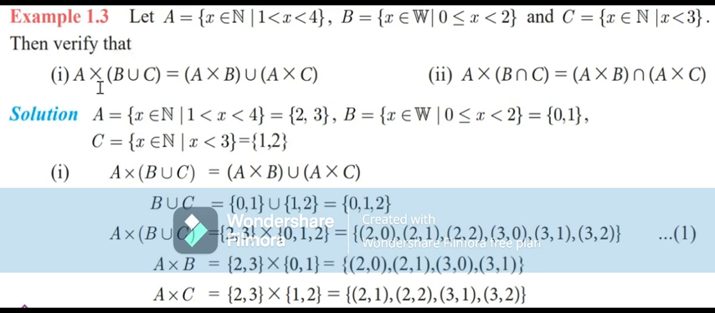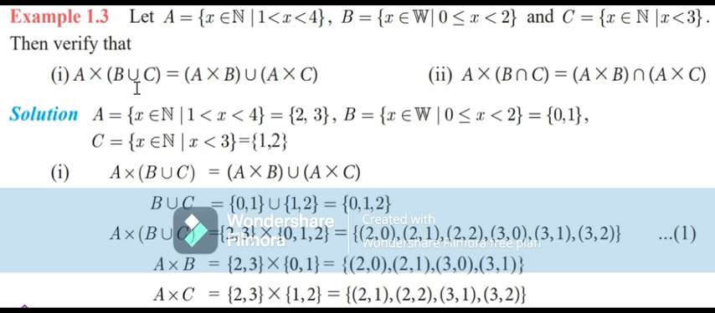Verify means we are going to prove. What we are going to prove is A cross B union C is equal to A cross B union A cross C, and A cross B intersection C is equal to A cross B intersection A cross C. So that is what we are going to prove. So first we will find out A cross B union C. This is the first one we are going to find out, and then we will move on to the second one. So first we will see the first one.